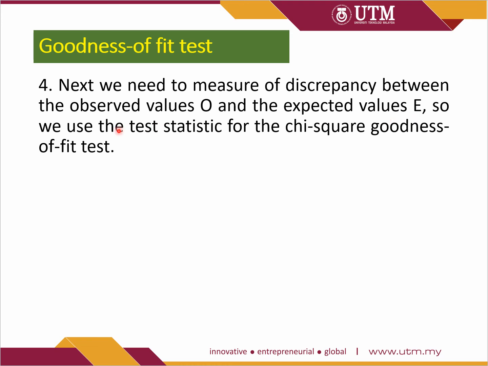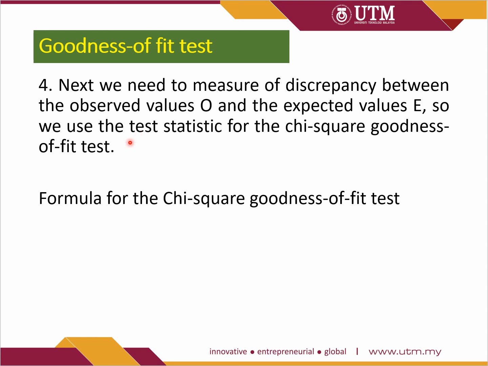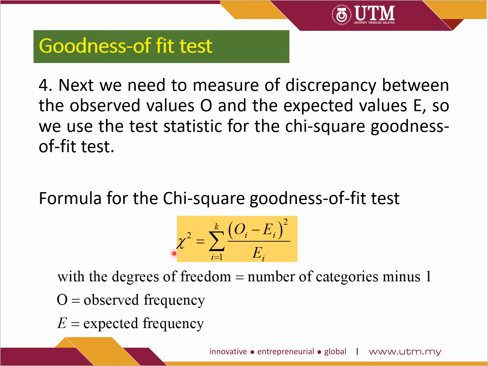Next, we need to measure the discrepancy between the observed value and the expected value, given as E. So we use the test statistic for the chi-square goodness of fit test. The formula is chi-square equals the summation of the observed frequency for that category minus the expected frequency of that category, squared, over the expected frequency, and we find the summation of this. That is our chi-square test statistic.